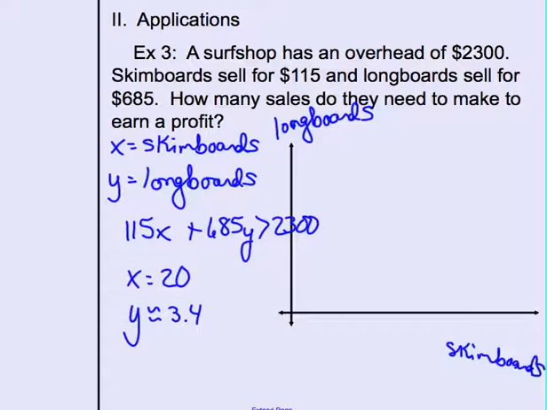Alright, so I'm going to get this out of the way since it's running over my graph. Hopefully you guys have that in your notes now. And to go up to 20 on the x, I think I'm going to do this by 2's. And then the longboards is 3.4, so I'm going to scale this by 1. Graph my intercepts. This will be a dotted line because our inequality was greater than 2,300, not greater than or equal to.